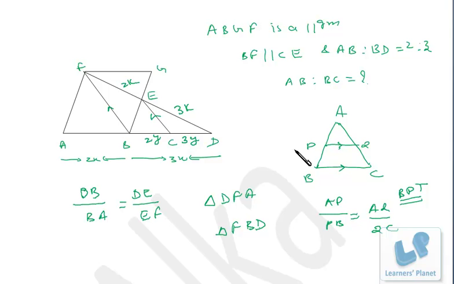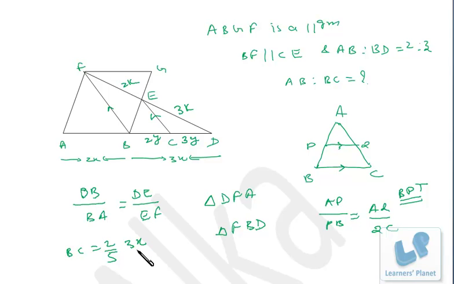Now what we have to do? We have to find out AB is to BC, right? Now AB is with us in the terms of x. So if we can find out BC in terms of x, we can find out the ratio easily, right? Now BC is actually 2/5 of BD, isn't it? Because it is ratio 2y and 3y. So BC is 2/5 of BD, and BD is what? 3x. So BC will be 2/5 of 3x.